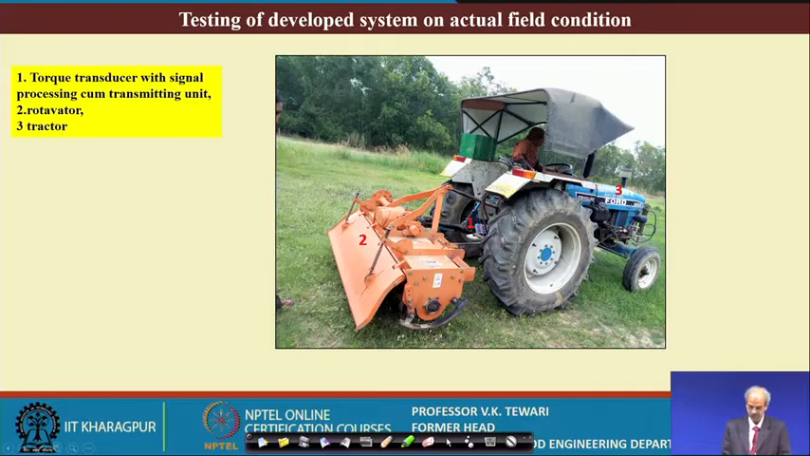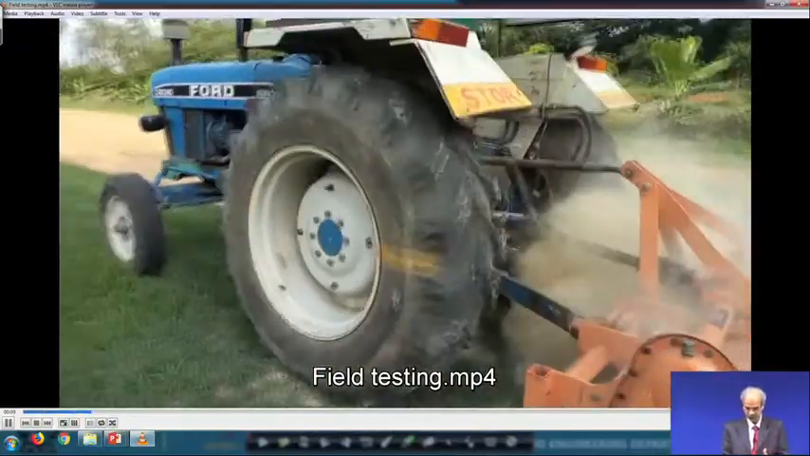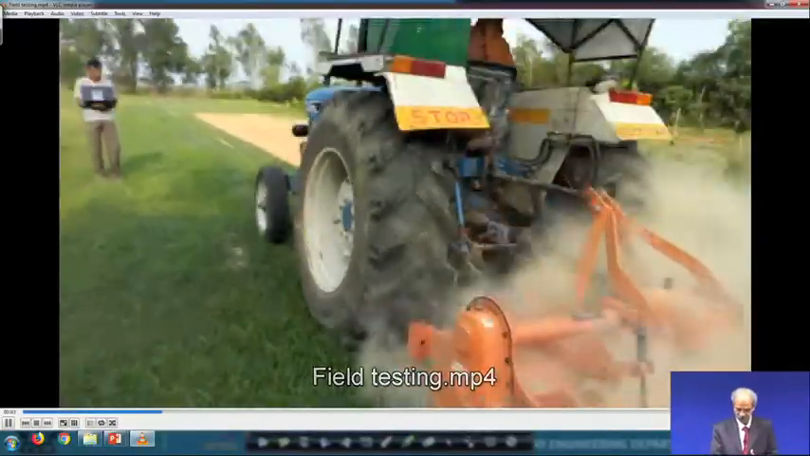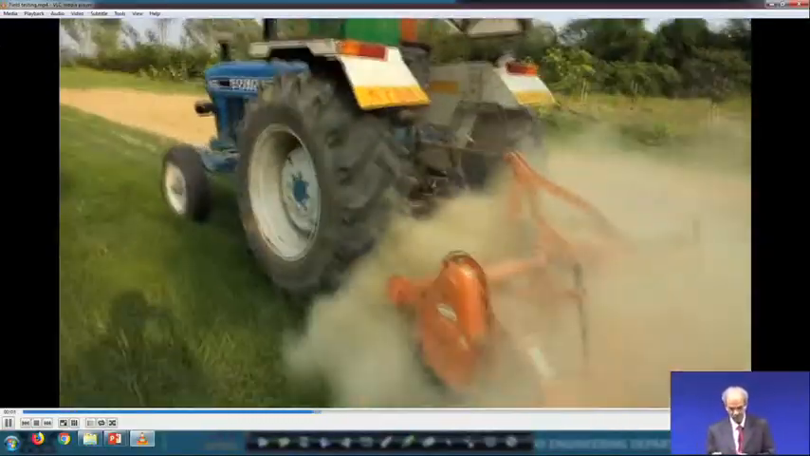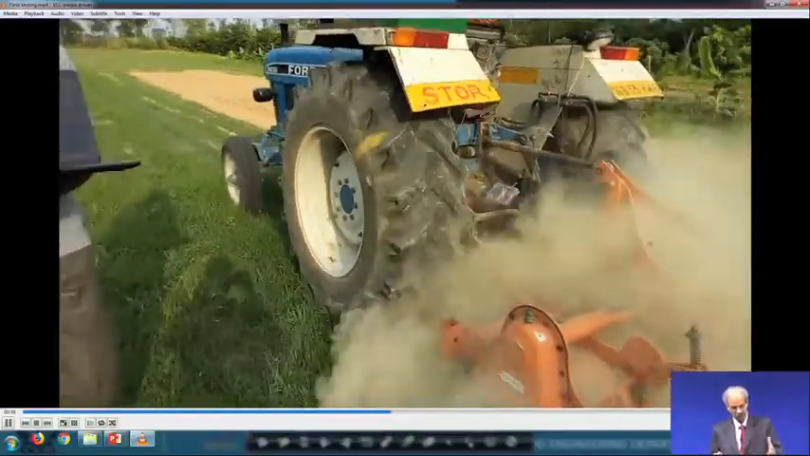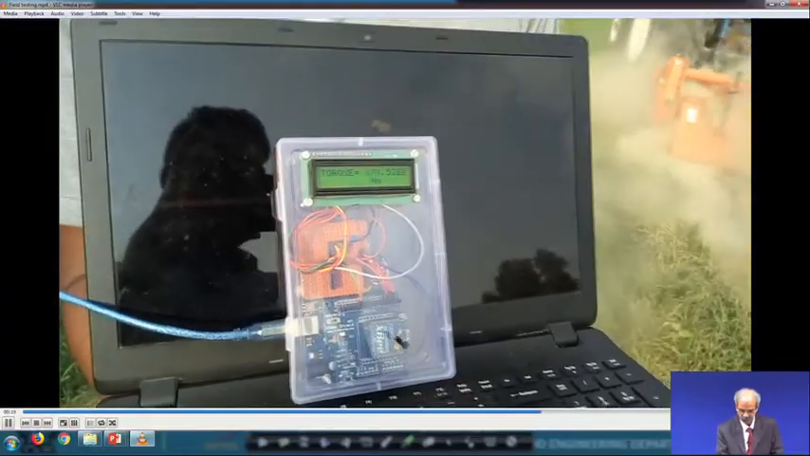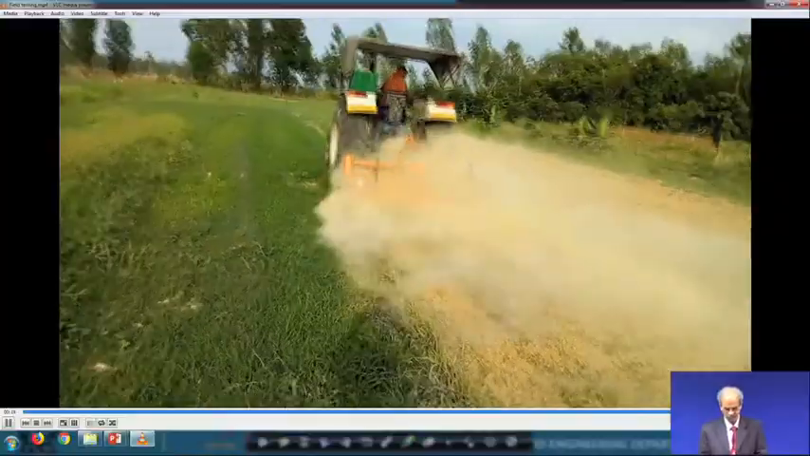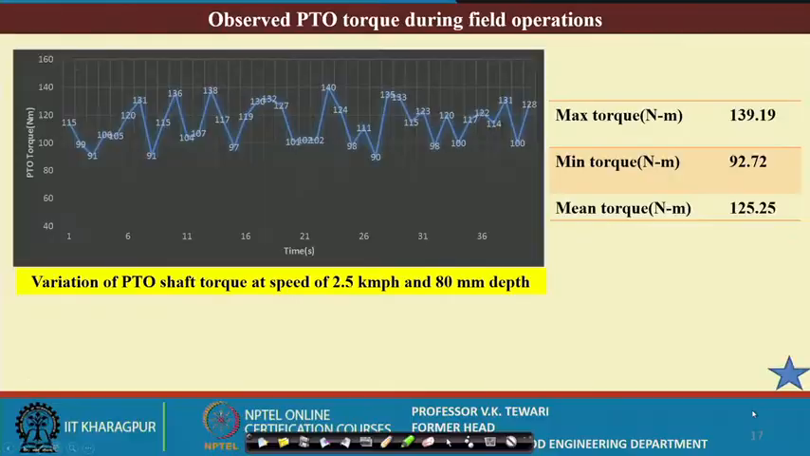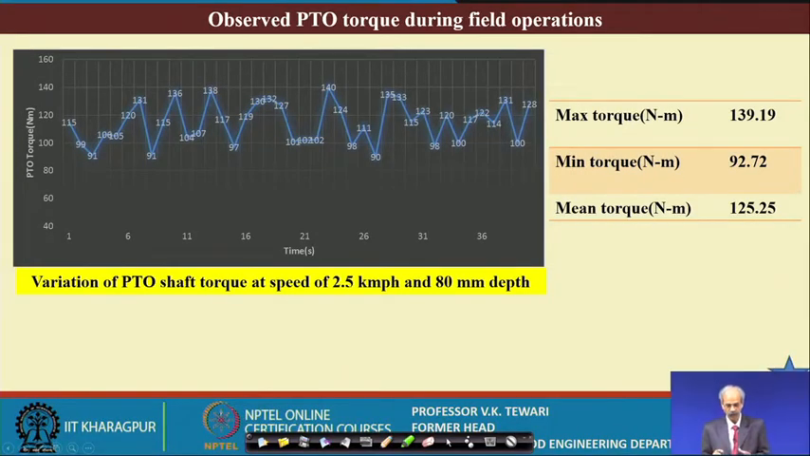In the field, well, this is a developed system in actual field condition. Now, this is how it works in the field condition. You will see the operation of this field testing of this unit. You can see how this unit is in the operation condition, and we are in a position to measure at a distance. You can see here how the torque is varying as the implement is being tested in the field. Observe PTO torque during field.